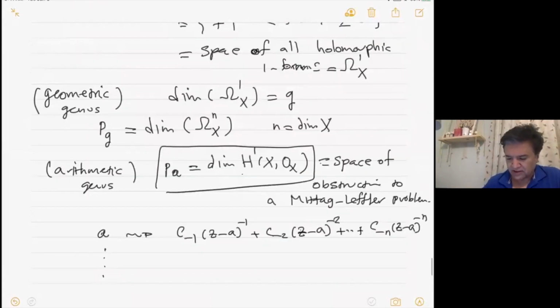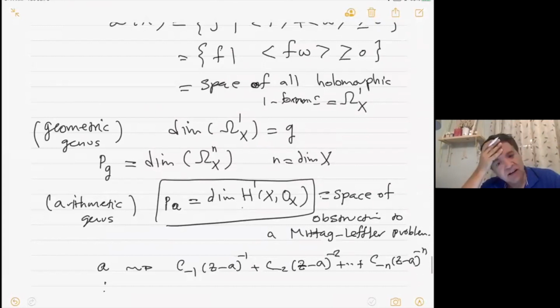So one of the difficulties in proving Riemann-Roch is all these different ways of defining genus. You can define genus topologically as the number of handles that you have in the Riemann surface. You can define it geometrically using the dimension of the space of holomorphic one forms. You can define it arithmetically using this obstruction to the Mittag-Leffler problem. And all these three numbers are equal. And this is actually one of the contributions of Roch. He proved that they're all equal.